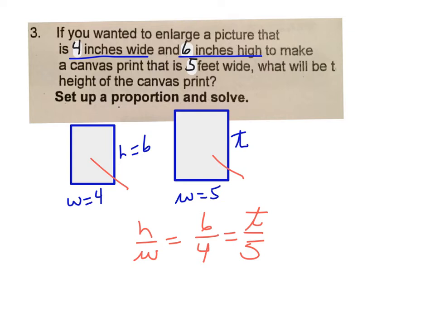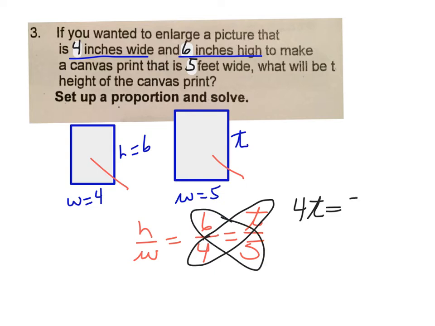There is no scale factor. So that is 4t equals 6 times 5, which is 30. Write this step. It is a must. Write that divide by 4 on both sides.